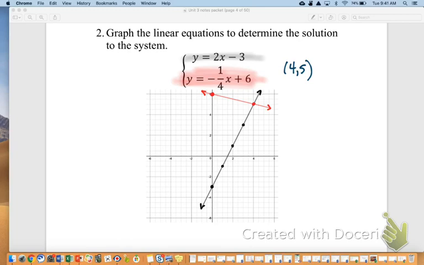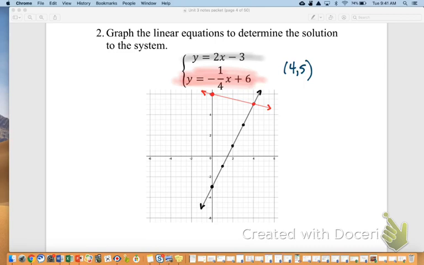Okay, questions? Let me ask you a question. Please think about this. In math, if you want to confirm that your answer really is the correct answer, what do we typically do? Plug it back in.